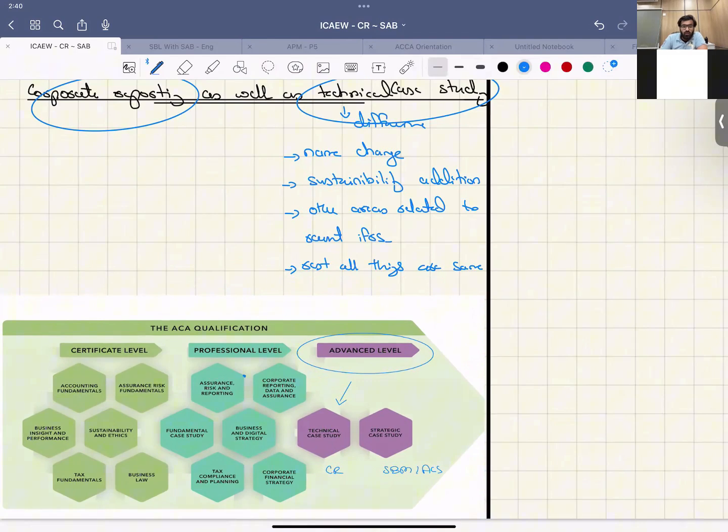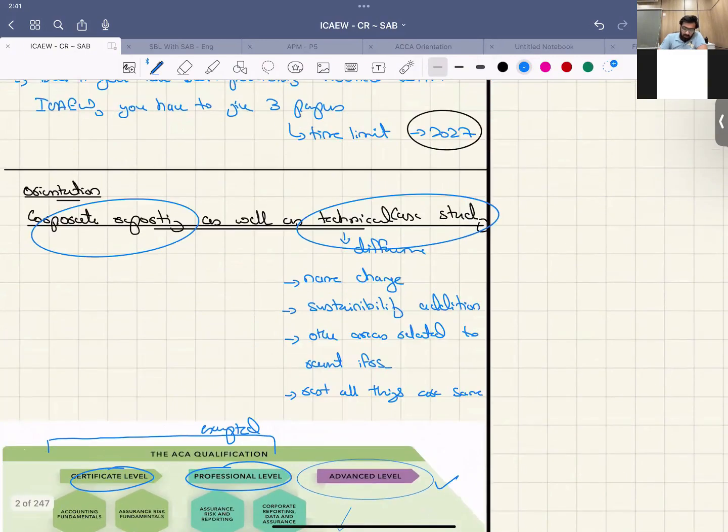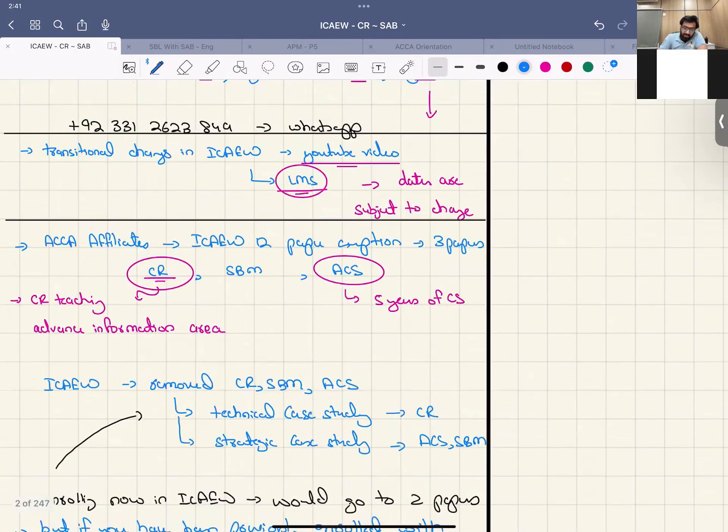Right? So the ACCA students get this exempted. If someone is directly from an ICAEW background, they can also study these papers before, and then once these are done, they can directly go on to the advanced level, right? So, guys, this was a pretty basic thing.